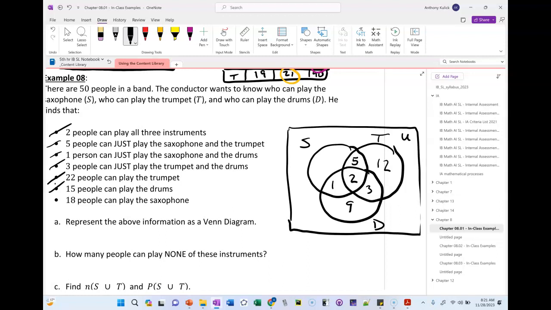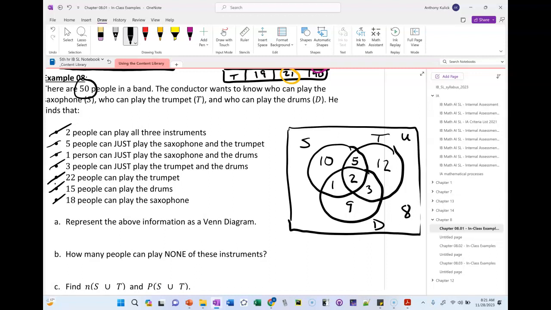And then how many people can currently play the saxophone? So the rest of S is 10. Are we done? No. We still have to see if there's any of the 50 people that can't play anything, right? So let's count this up. I have 10, 15, 17, 18, 21, 30, 42.